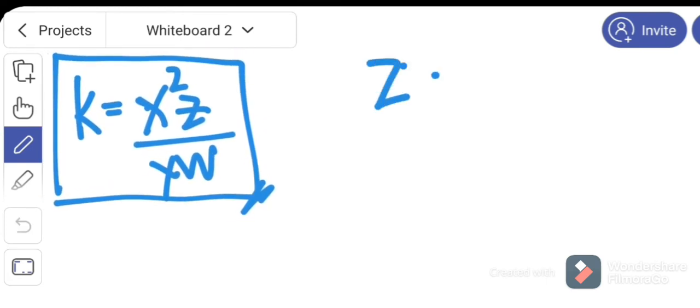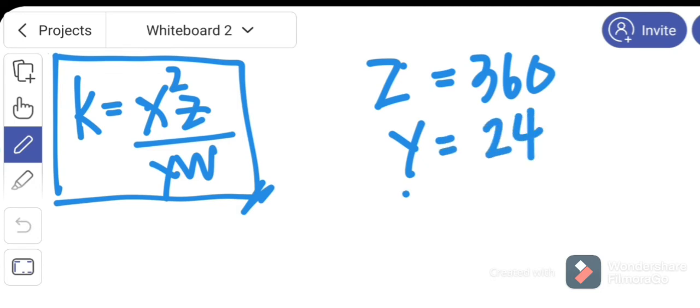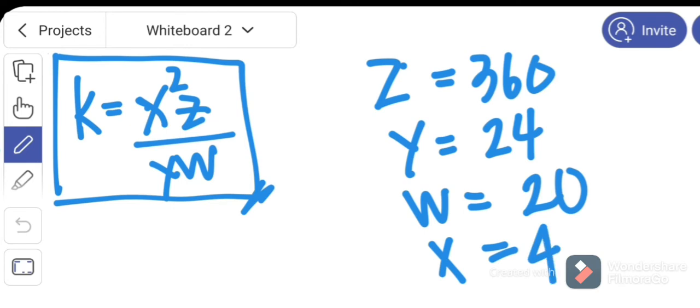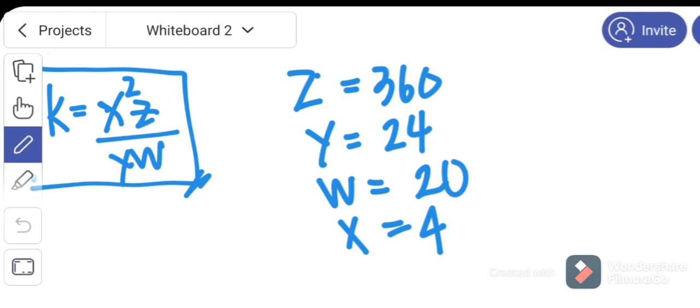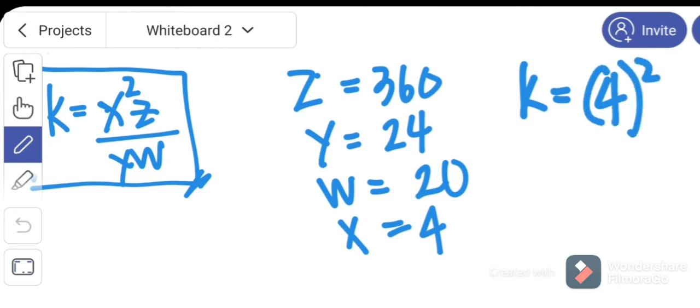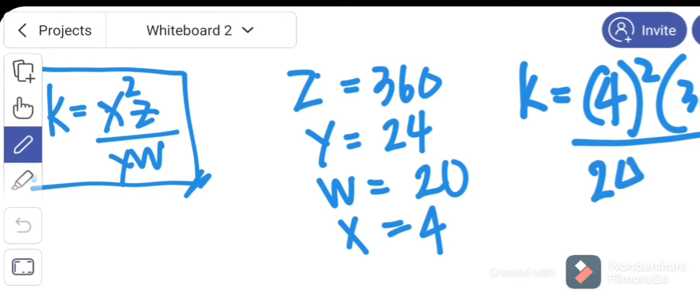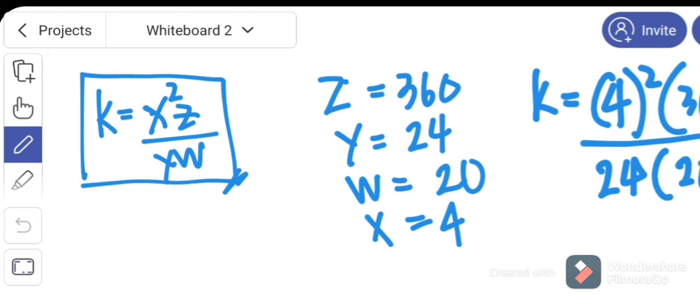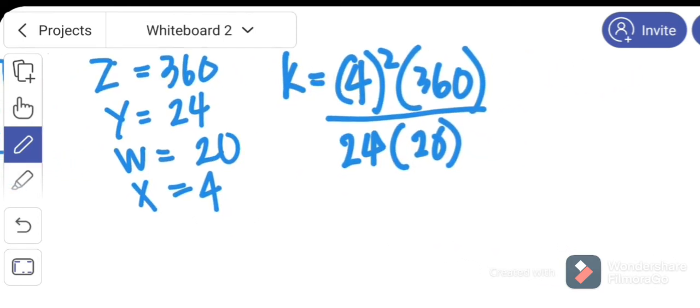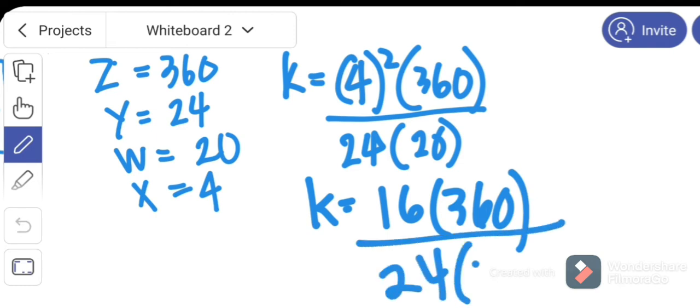Identify the variables. We have z is equal to the value, 360. Y is equal to 24. W is equal to 20. X is equal to 4. After identifying all these values, we can substitute to find the value of k. X is 4 squared. Careful with substitution. Z is 360 over y, 24 times w is 20. Okay. So, let us simplify this. We have 4 squared is equal to 16 times 360 over 24 times 20.